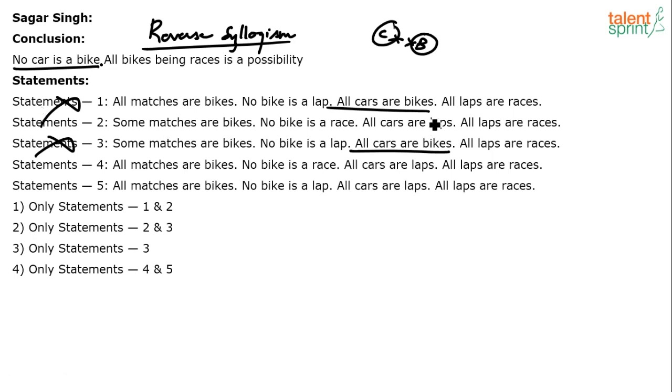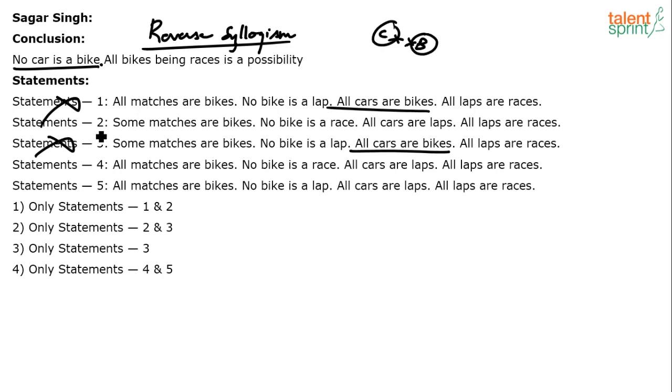Right? How did we eliminate option 1 and option 3? Not option 1 and option 3, but statements 1 and statements 3. Because statements 1 and 3 have got all cars are bikes as one of the statements. If all cars are bikes, then the conclusion cannot be no car is a bike. These are quite opposite, right? So 1 and 3 are eliminated. Now draw the diagram for 2, 4 and 5. Anything else that we can verify? I don't think any direct verification otherwise is possible.